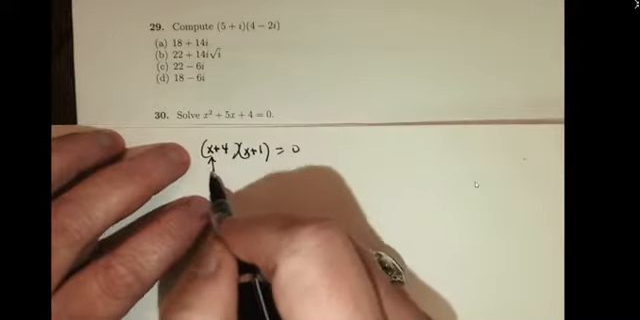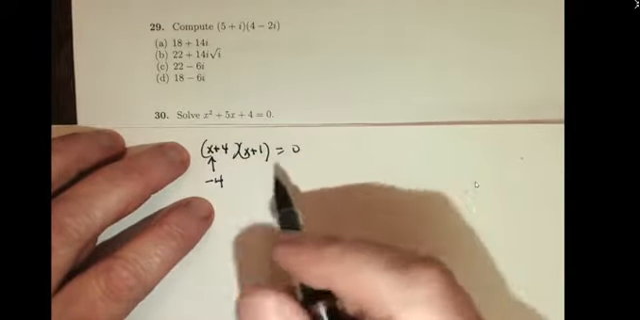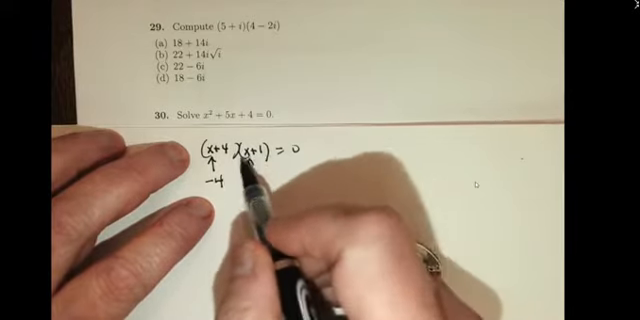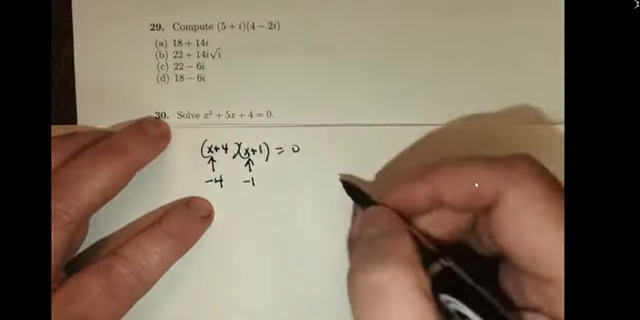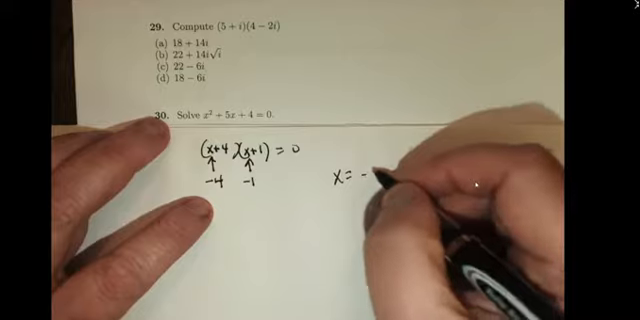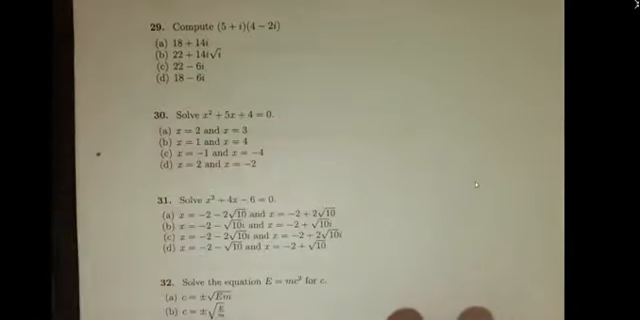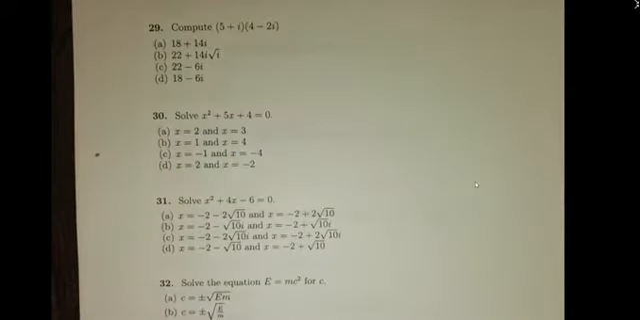We can see if x is -4, that will make this parenthesis 0, so it makes the whole product 0. And if x is equal to -1, that will make this parenthesis 0, which makes everything 0. So the solutions to this are x equals -4 and -1. Okay, so the answer to that one is going to be C.